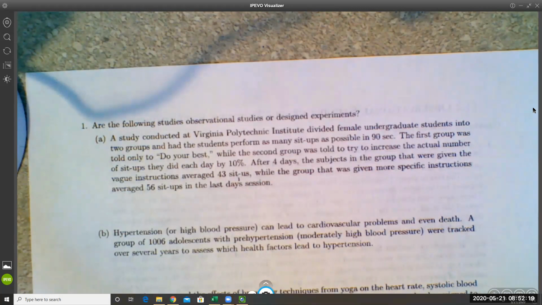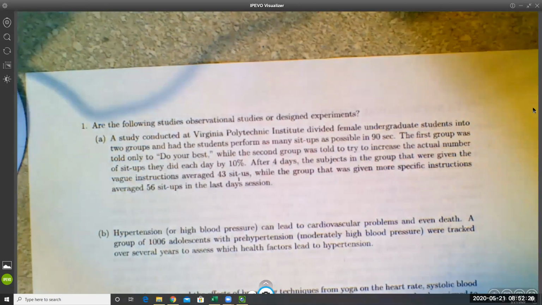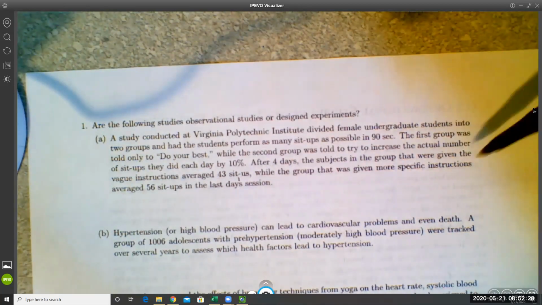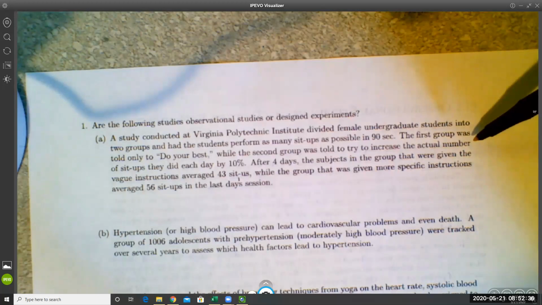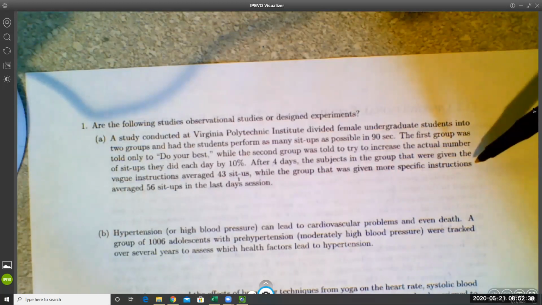Okay, so this one, in this study, notice that the researchers split up the sample into 2 groups, and then they gave one of the groups one set of instructions, they gave the other group a different set of instructions. So they're actively manipulating the explanatory variable here, right?